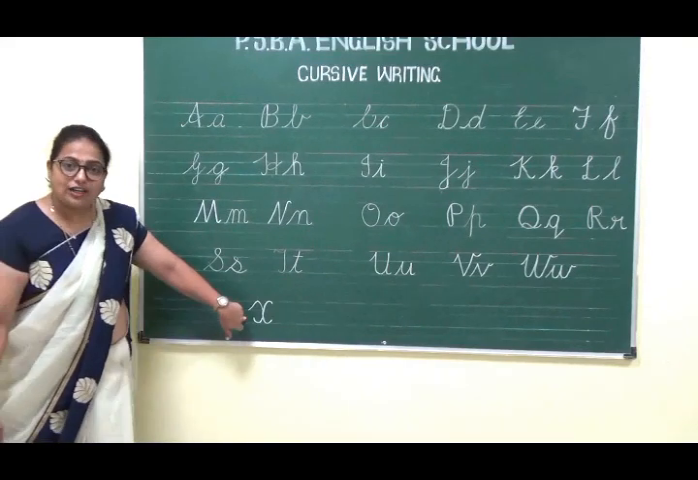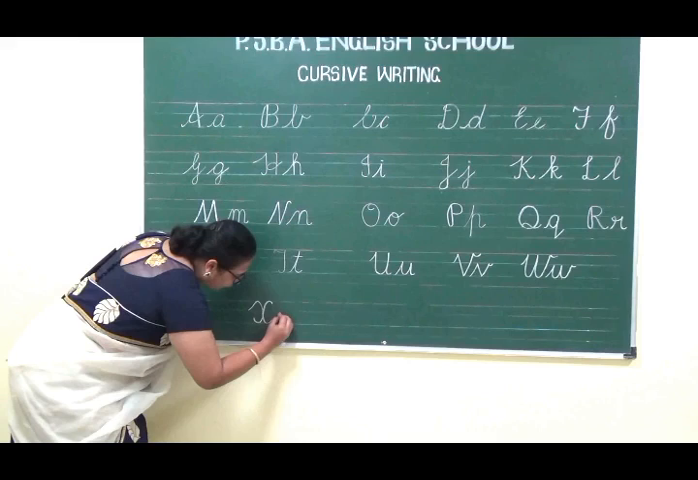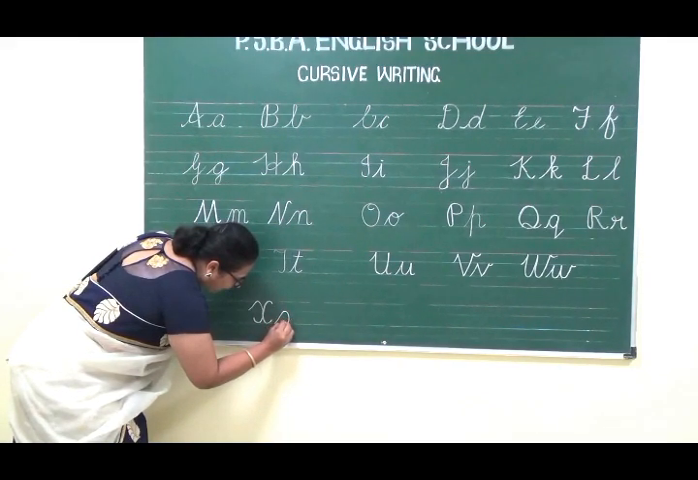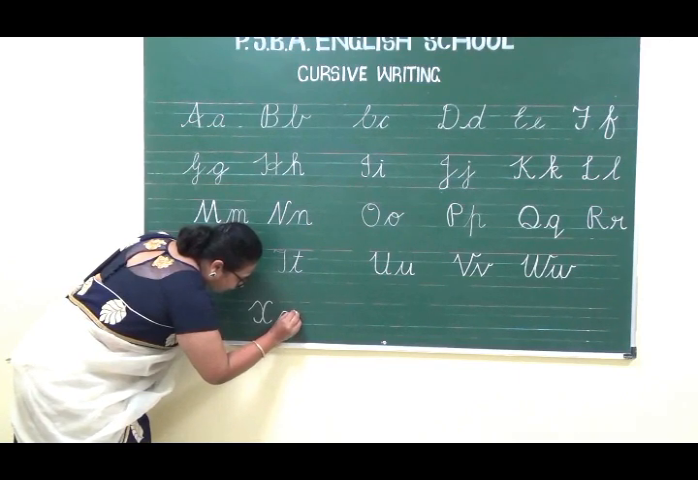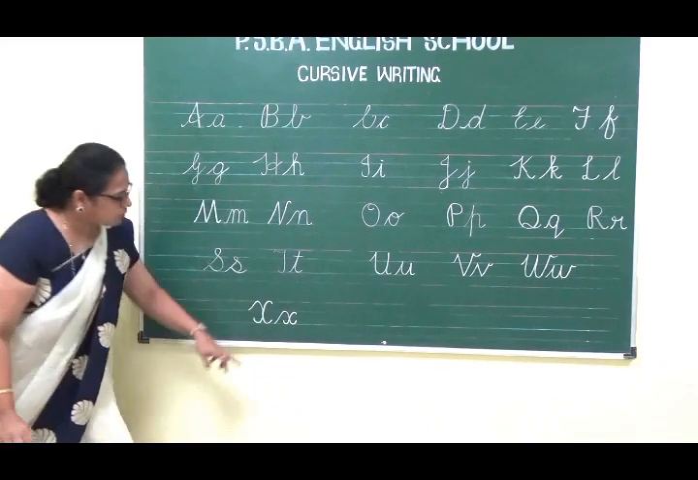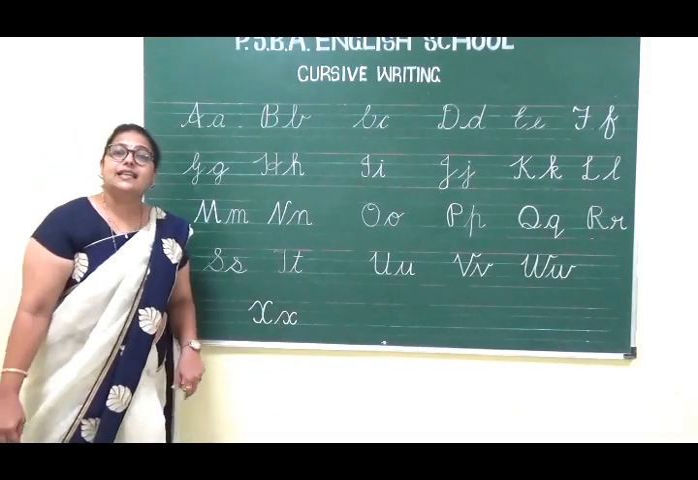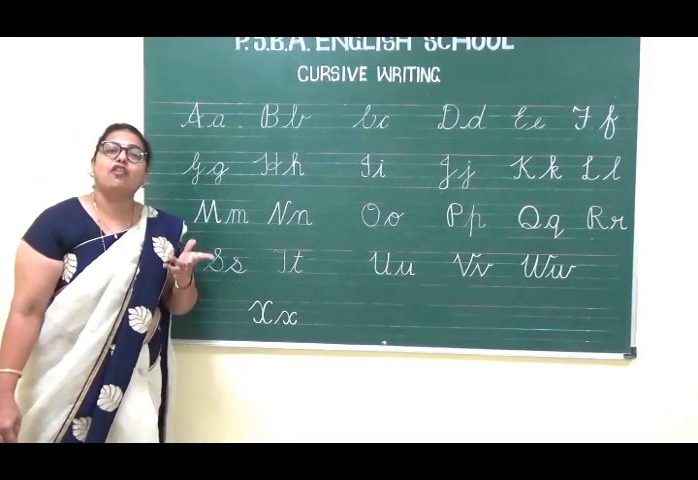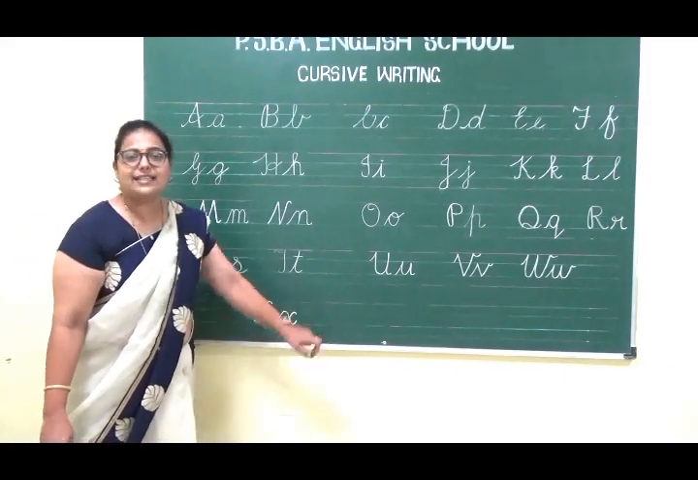Now we write a small cursive x. It goes like this. Draw a slanting line from third to second. Come down again with the curve. Go back. Go up half and then you have to redraw a curve to the second line and come down to the third line. This is small cursive letter x. X says x, x for X-ray. Now the next letter we are going to learn is letter Y.